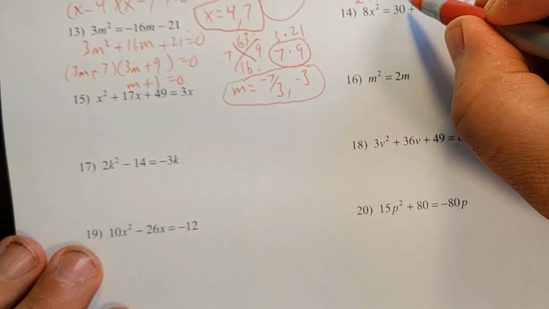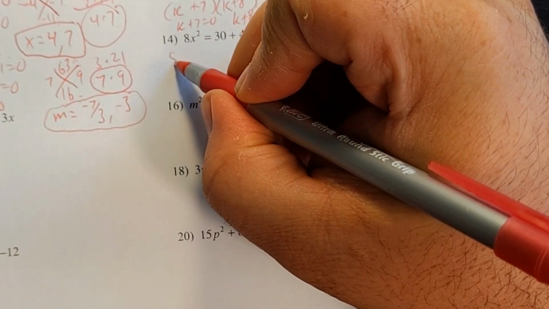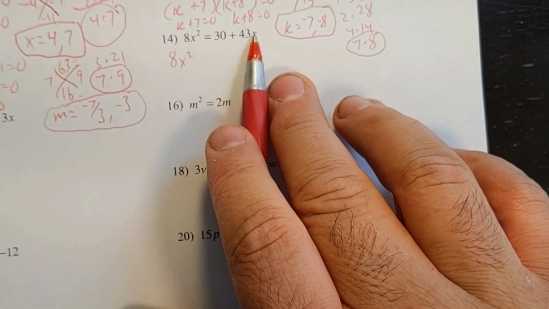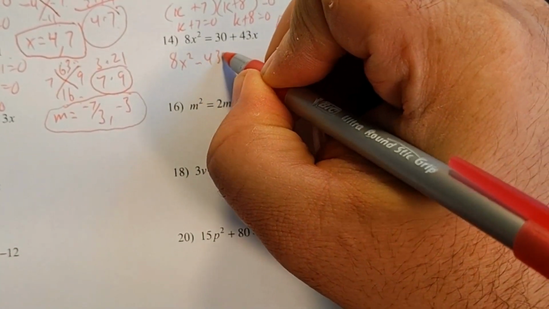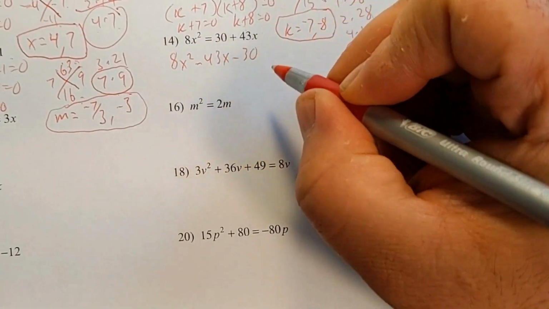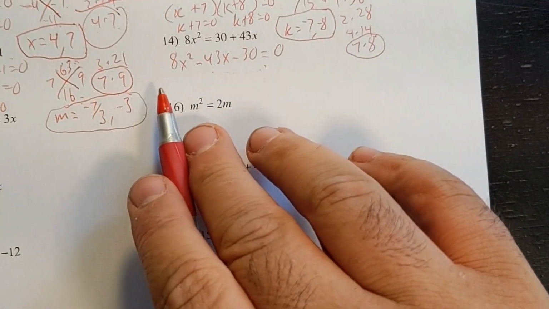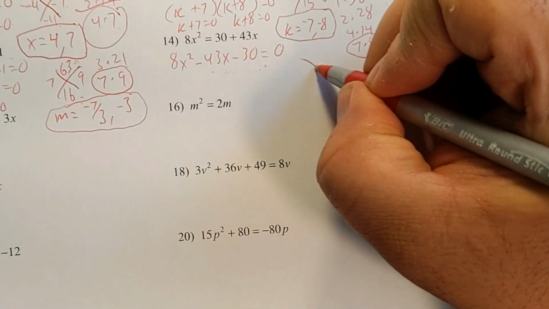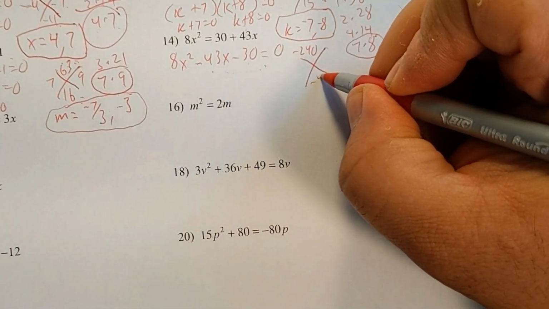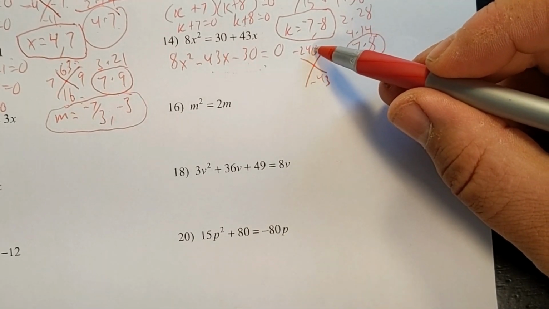Number 14, you need to move these across the equal sign, and on top of that, they're not even in the right order, so make sure that when you rewrite it, you put it so that the x squared goes first, and then this 43x moving across is going to be negative 43x second, and then the 30, when you move it across the equal sign, is going to be minus 30, put that one third. And then 8, 43, and 30 don't have anything in common, so you're going to multiply 30 times 8 for that x, and then the negative 43 is going to be at the bottom. You're looking for factors of negative 240.